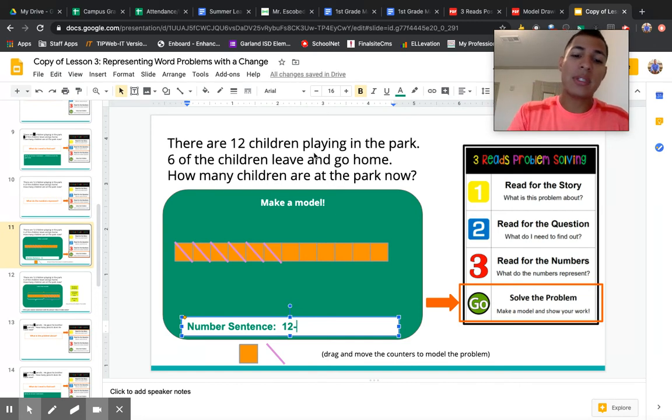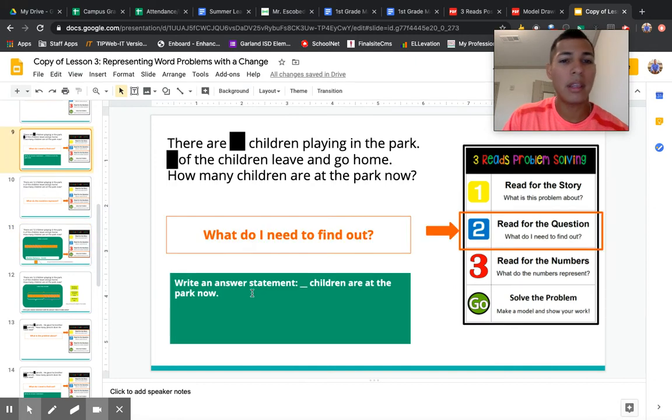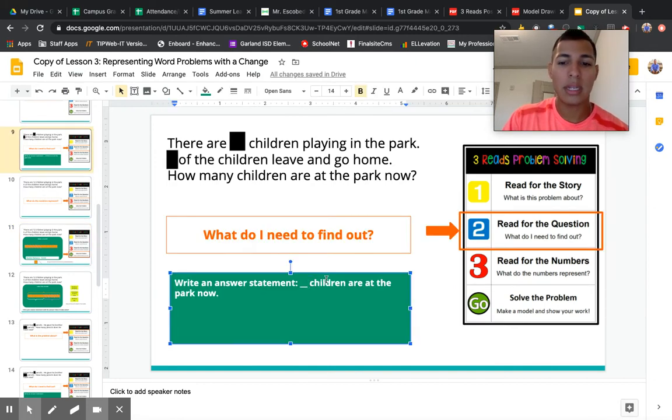And how many did we say? 6. So 12 minus 6 is what? 6. Good job. Give you guys a second to think about that. 12 minus 6 is 6. So we know how many children are at the park now? We have 6 children. We need to go back up here. 6 children are at the park now.